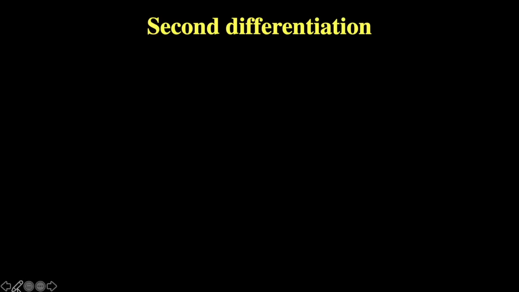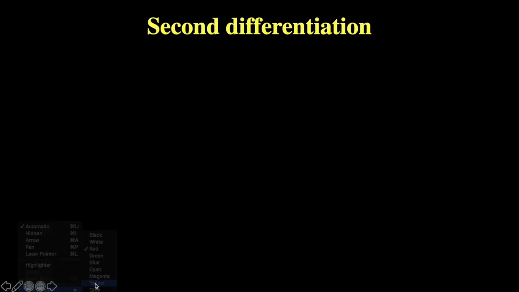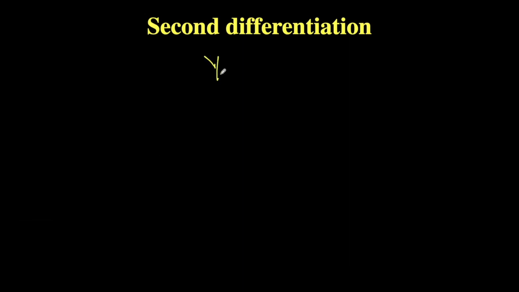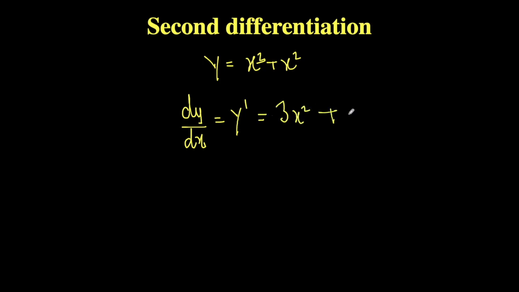So we will try to understand it with one example. If y is equal to x cube plus x square, and you want to find the first differentiation, that is dy over dx, or you can also write y dash, that will be 3x square plus 2x, and this is your first differentiation.